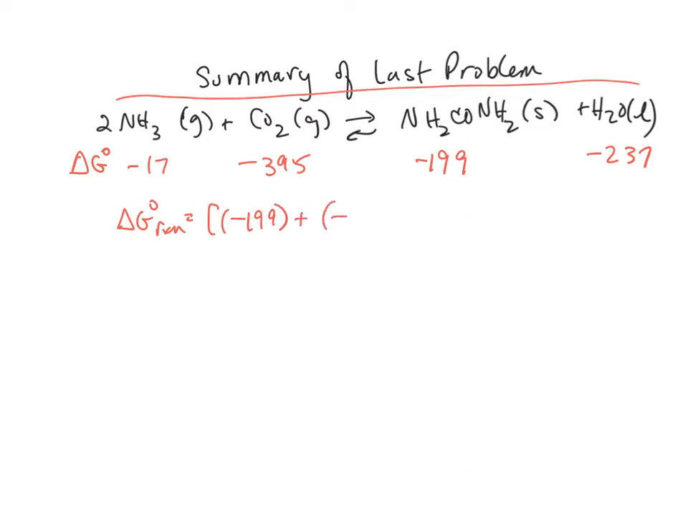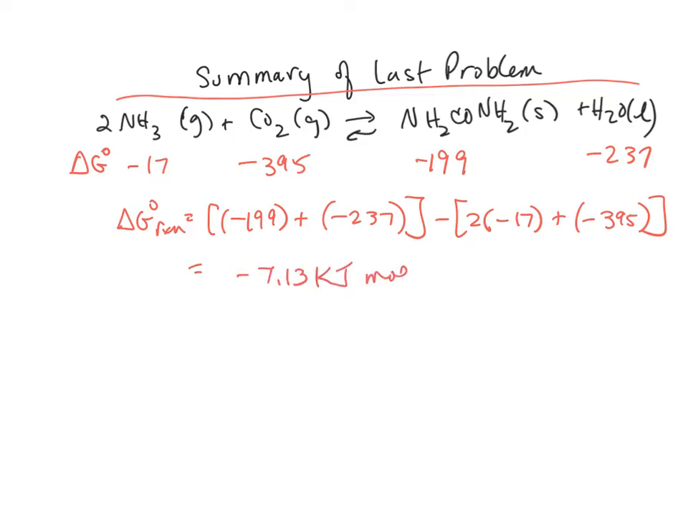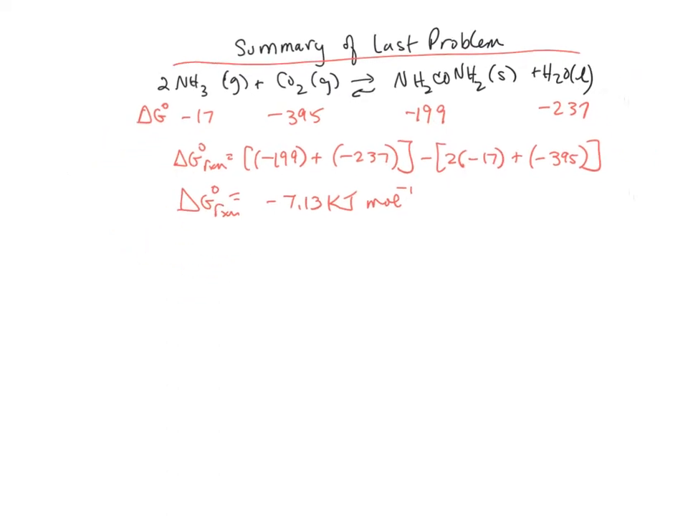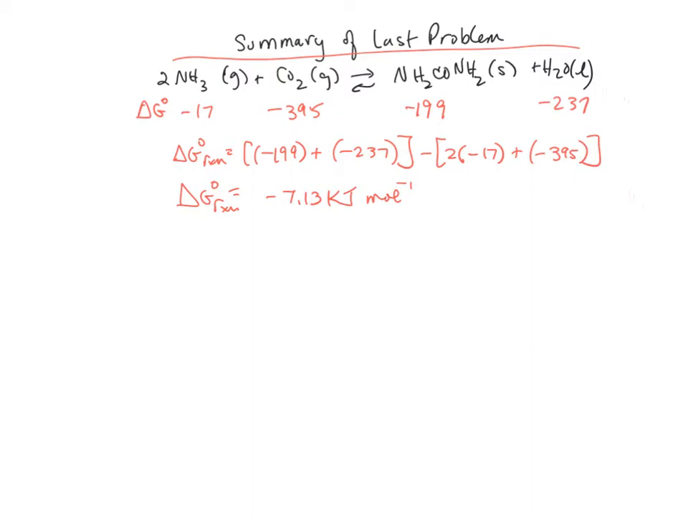So we calculated delta G for the reaction, and that was equal to -199 plus -237 minus 2 times -17 plus -395, products minus reactants, and that equals -7.13 kilojoules per mole. So we had that from the last problem. I think that's pretty much where we ended. So here we can continue along with this one and next calculate K, the equilibrium constant.